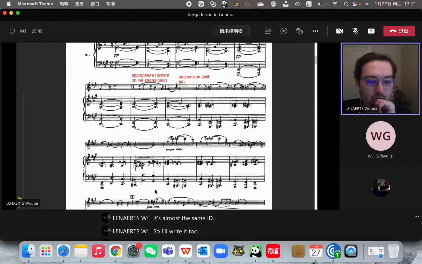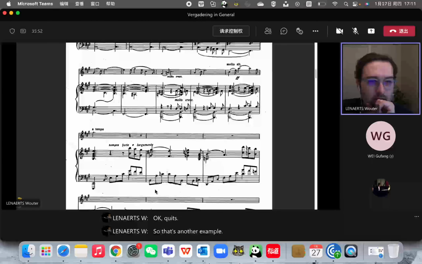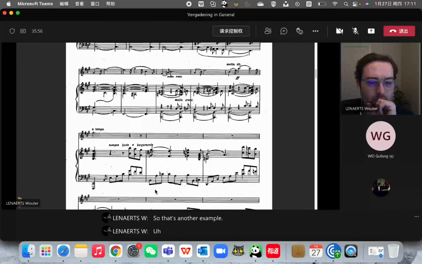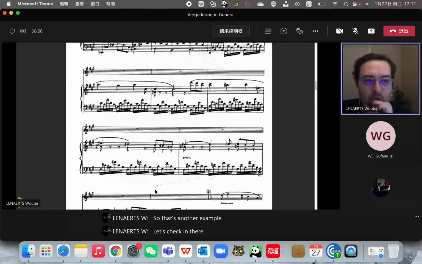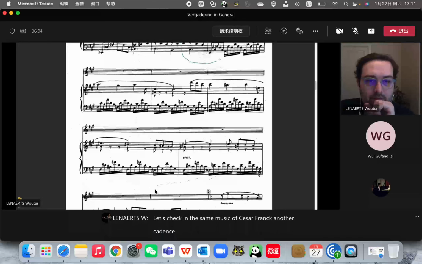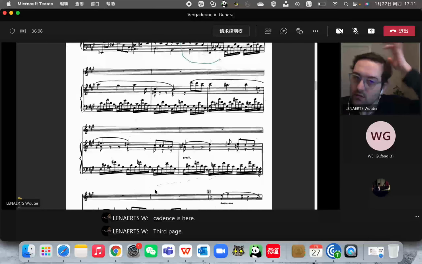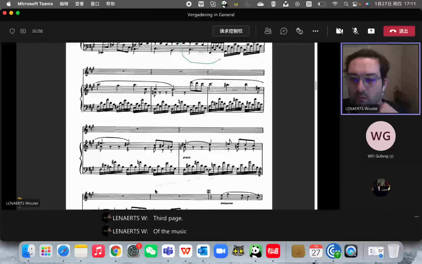Okay, good. So that's another example. Let's check in the same music of César Franck. Another cadence is here. Third page of the music and on the top.